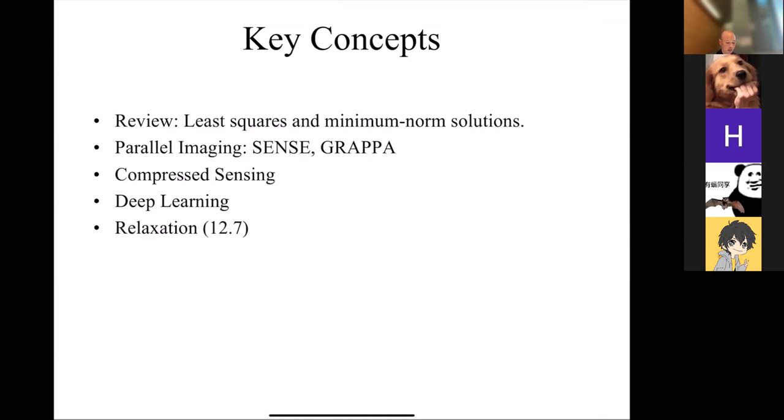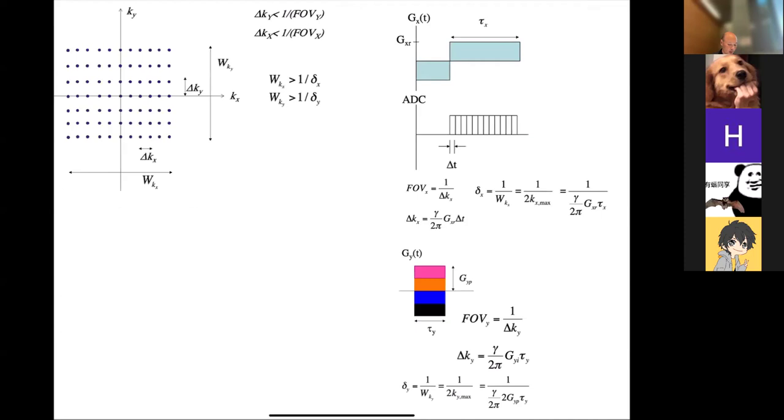So today we're going to review a little bit of what we talked about in terms of least squares and minimum norm solutions, talk about parallel imaging, which is now very standard, compressed sensing, which is becoming more adopted, and then deep learning, which has just come online in the last few years. And then hopefully we'll be able to start some discussion of relaxation. So we'll switch gears a little bit and go back to T1 and T2 and what they mean. And then just some notes on the pre-lecture quiz.